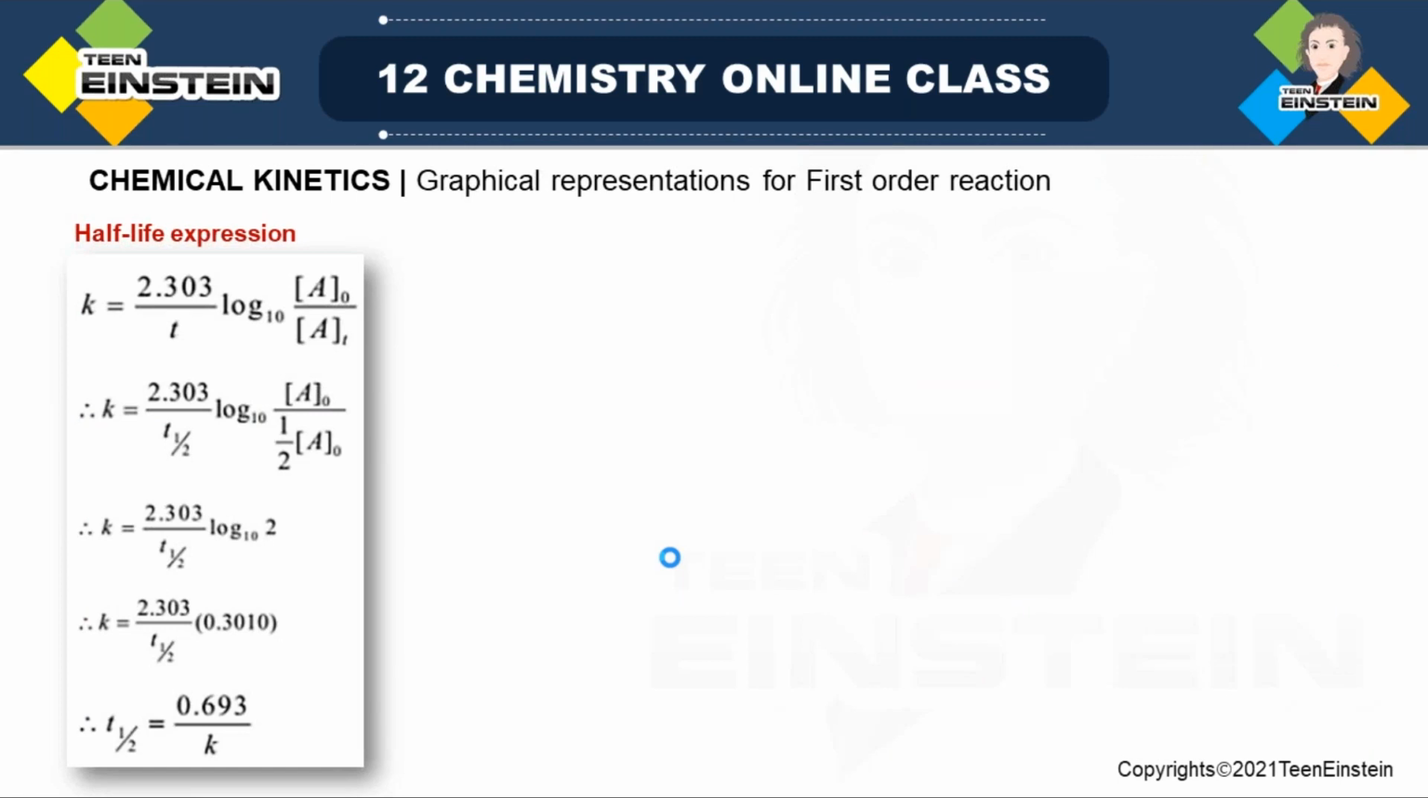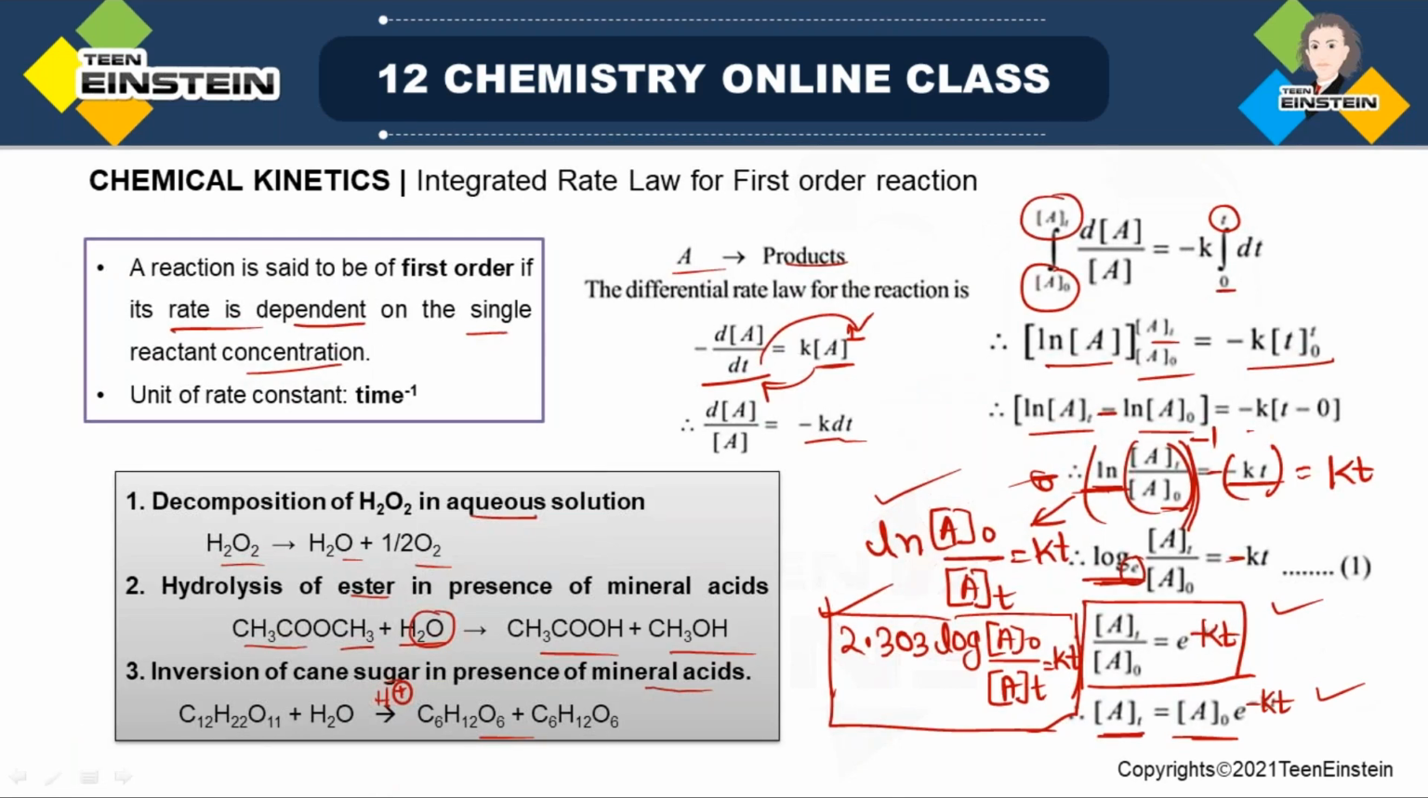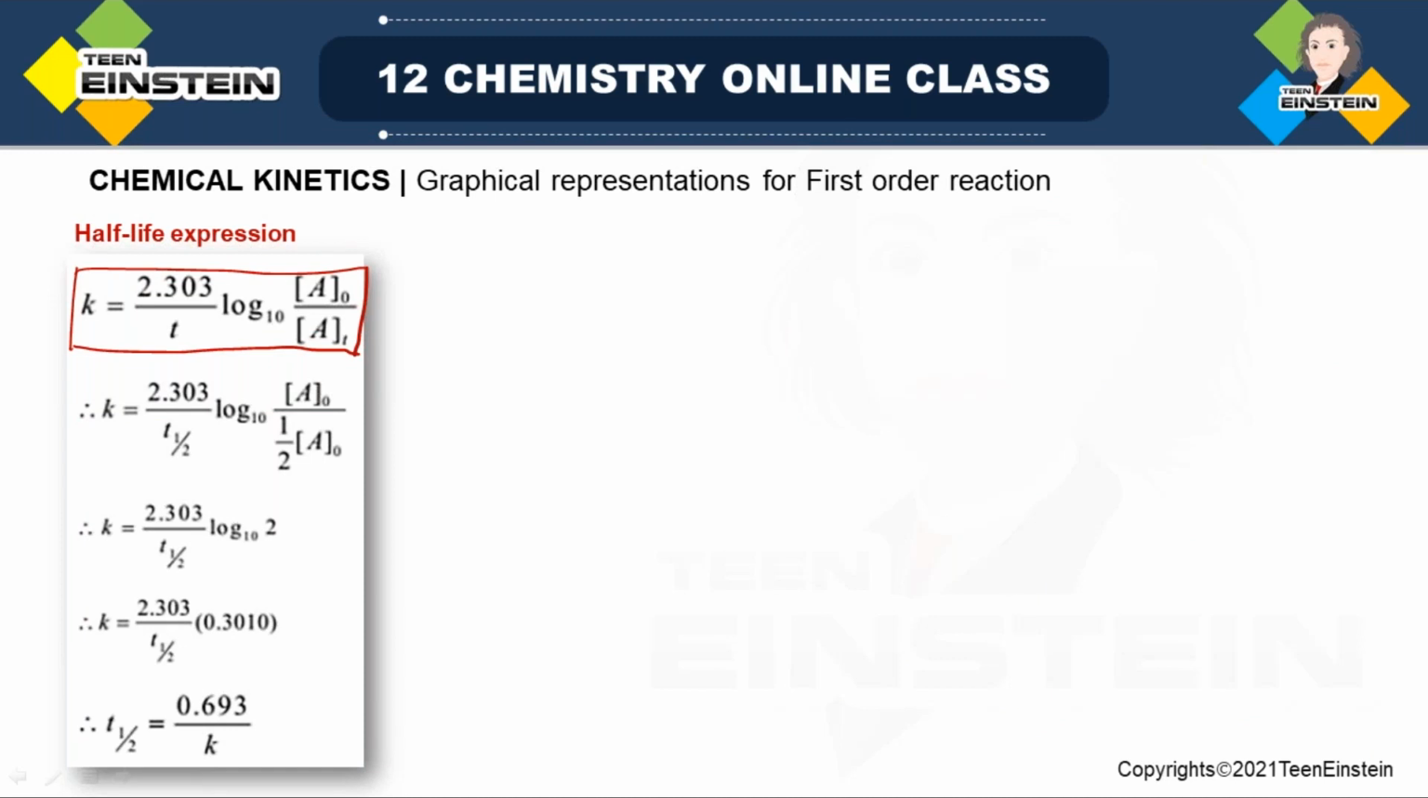Now for zero order, we have seen the graphical representation. The same thing we will also do for first order, but before that, just see how we can obtain the half-life expression. This equation you can recognize from the previous slide. Just here the difference is that k is on the right hand side, not on the left.